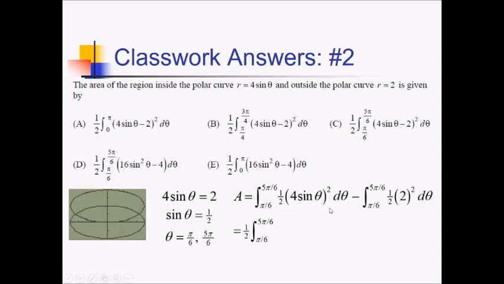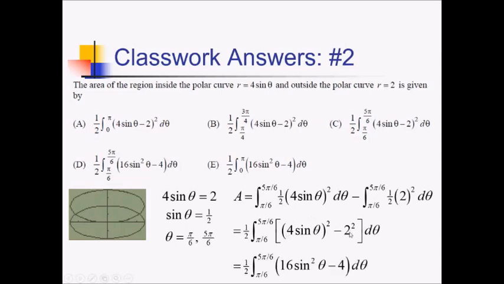Now what's left inside? Just the stuff that was left inside with these original integrals. So 4 sine of theta squared and 2 squared. So I've got those two things then being subtracted inside one big integral. And just to simplify this a little bit more, this is going to be 16 sine squared of theta minus 4, which is going to end up giving me, let's see here, is it choice E? No, it's not choice E. We need a pi over 6 to 5 pi over 6. So choice D, does that match everywhere? It does, so choice D.